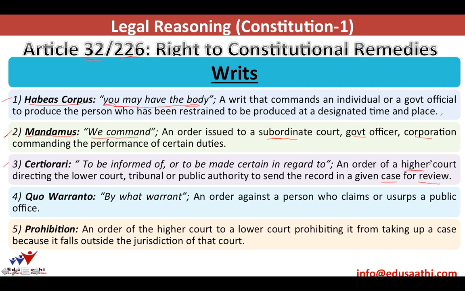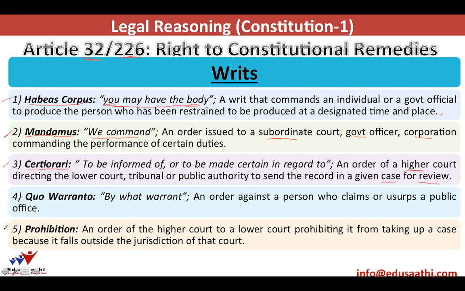So it's an order directing that you send me the file or the record of the case which has been given to me for review against you. That is, the High Court gives that order to the lower court. So wherever any discrepancy or problem arises with the judicial action by the lower courts, the higher courts are approached by the aggrieved parties under the writ of certiorari, and they can order the lower courts to send the record to the higher court.